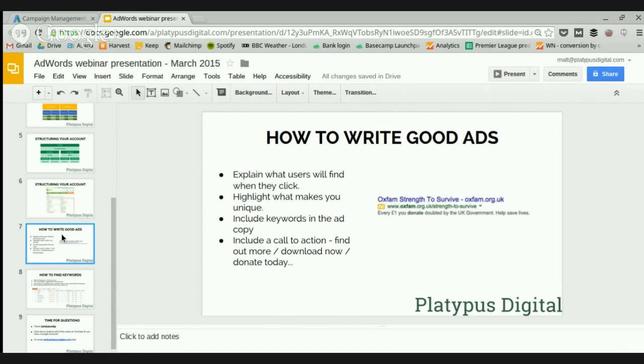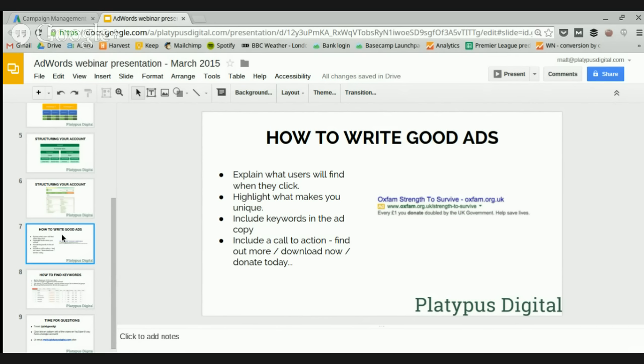And also include a call to action if you possibly can. So tell the user what you want them to do after they read your ad. It'll be a phrase like find out more, download now, donate today, something like that, a call to action that says this is what we want you to do, this is how you can help this cause, just a simple action-taking phrase like this.